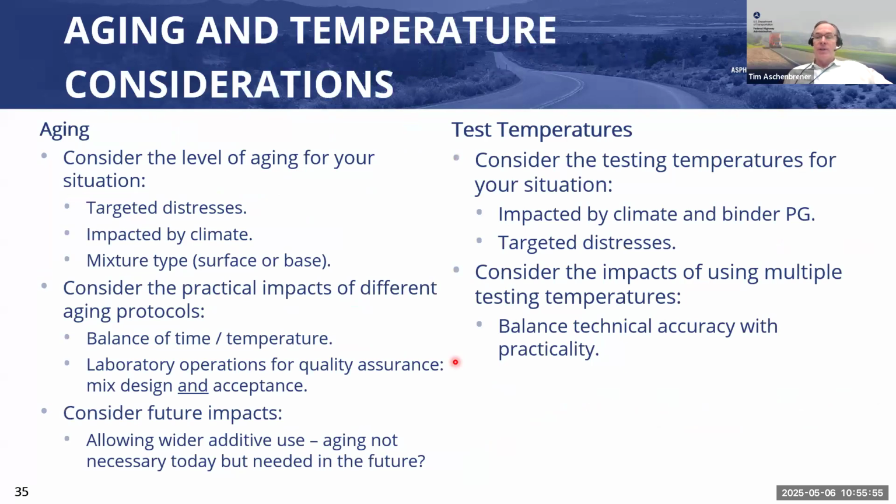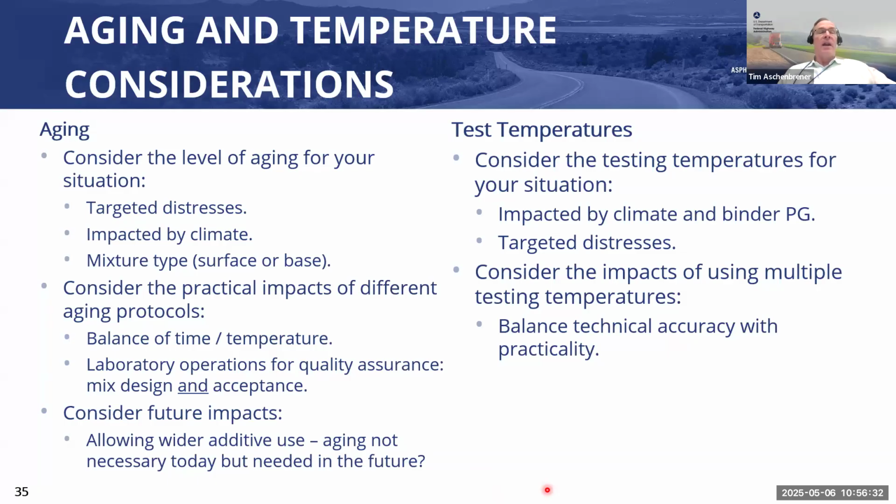So here are some considerations when going through this process. What do you want to ask? What do you want to consider about aging and test temperatures? Consider the level of aging for your situation. Targeting distresses, cracking obviously is more of a long-term distress. We need long-term aging. But like Derek said, there's longer long-term aging and there's intermediate or critical long-term aging. What might fit best for the types of mixes and overlays you're doing?